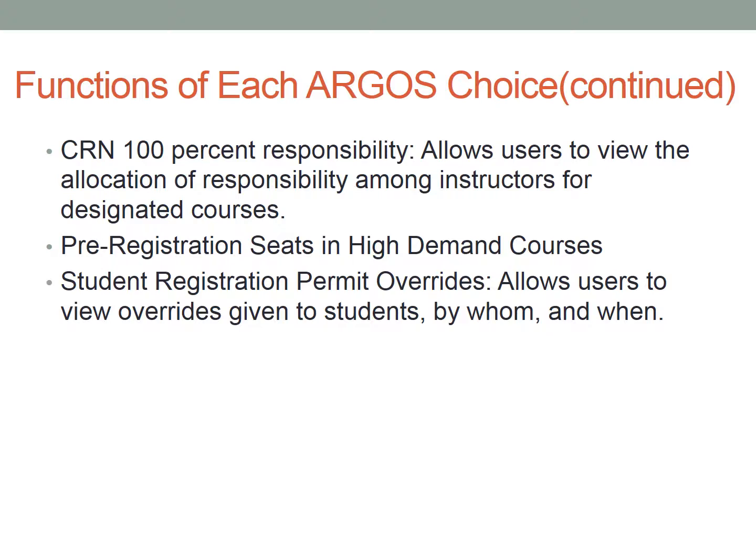And then the student registration permit overrides allows users to view overrides given to students by whom and when. This is really an important function, and I'll get more into that later. But yeah, it just shows the overrides that you've provided and who you've given them to in student information.